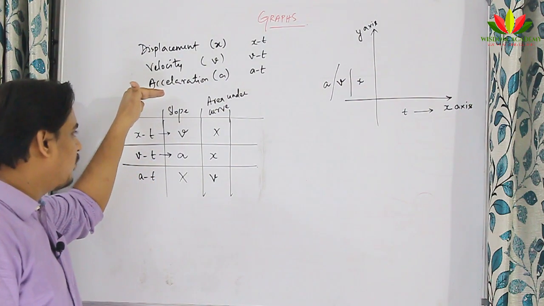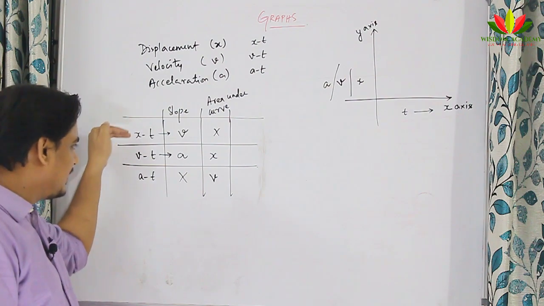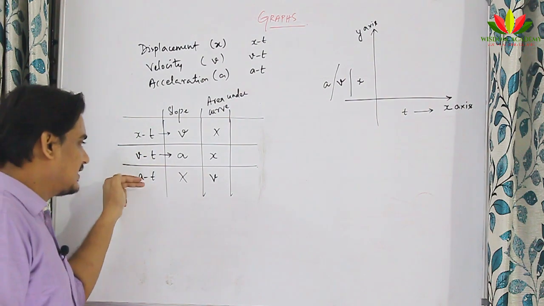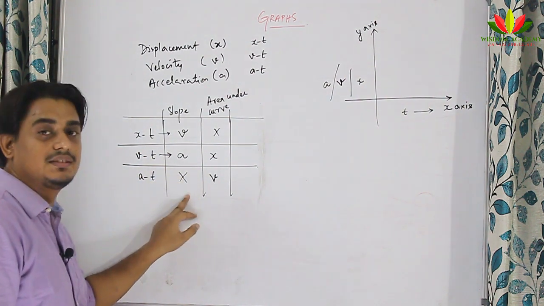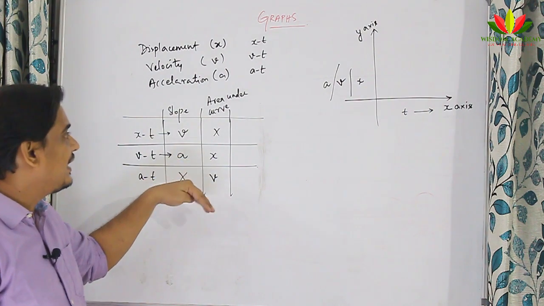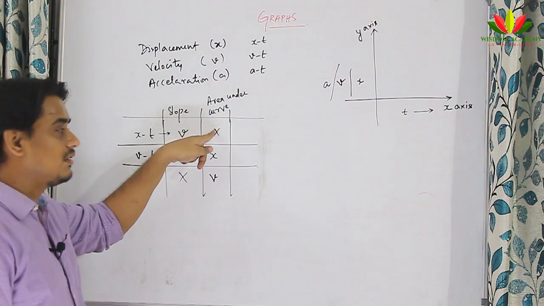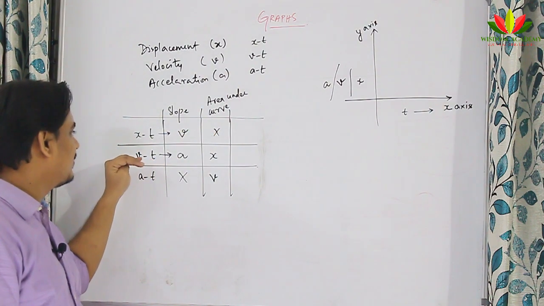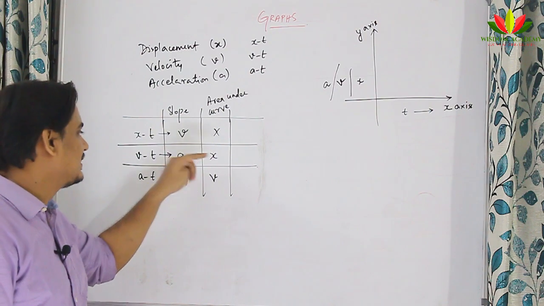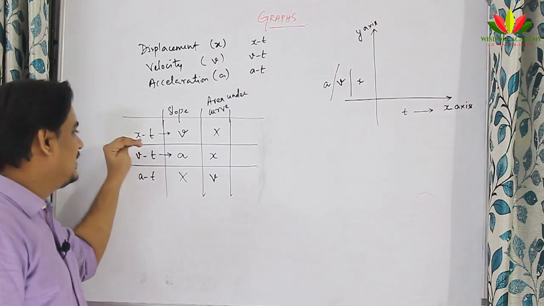So if you want to remember this, it's very simple. See, slope, it starts like this. Displacement time graph, it gives velocity. Vt graph, it gives acceleration. Nothing is there in front of at, so no information. If I go on area, it is opposite. xt graph, nothing is before this, so cross. If it is vt graph, before this x is there, so I have put x. And at graph, before this v is there, so I have put v.